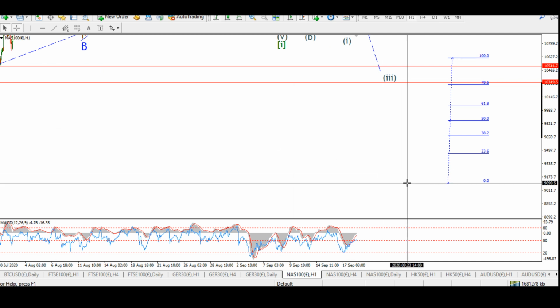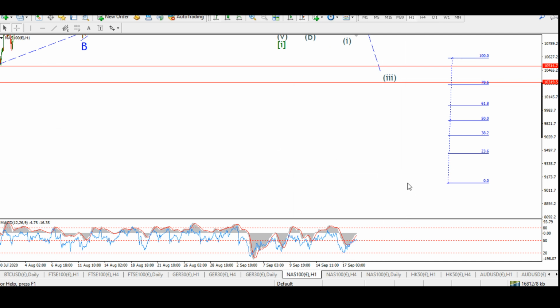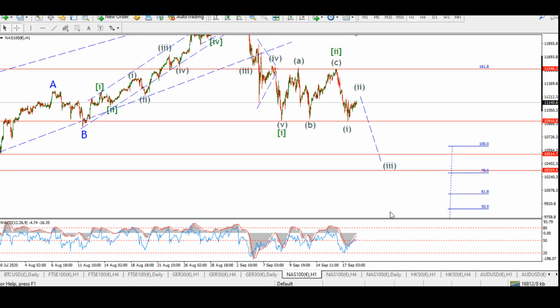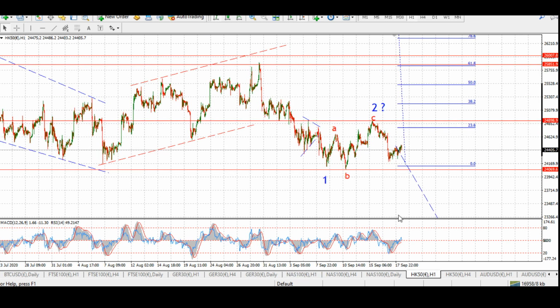Let's see where that comes in. Yep, 9,100. So at the moment, things are looking pretty bearish for tech stocks, and if tech rolls, I think everything will roll. So roll on, the rollover in tech. Let's move on. Here's the Hong Kong market.